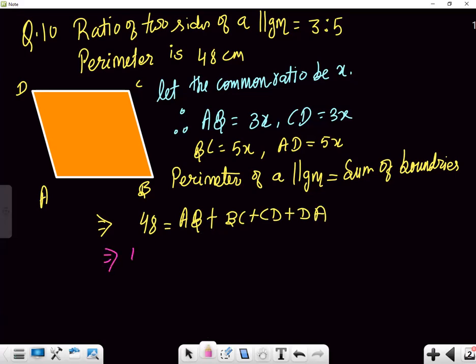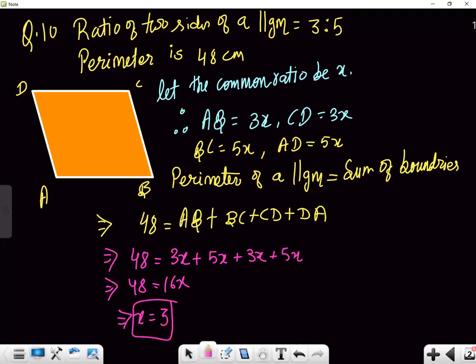Now just put in the values. What is the value of AB here? The value of AB is 3x, BC is 5x, CD is 3x, and DA is 5x. Add all of them: 5 plus 5 is 10, plus 6 is 16x. So finally, the value of x is 3.